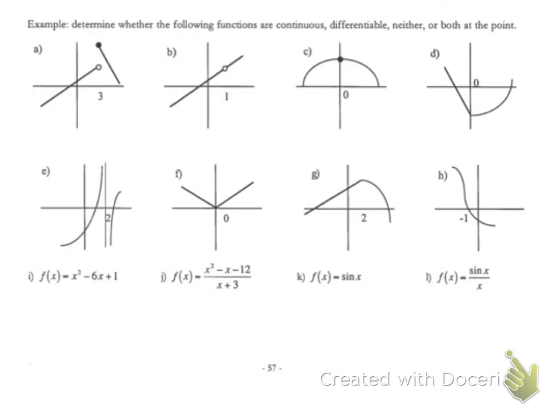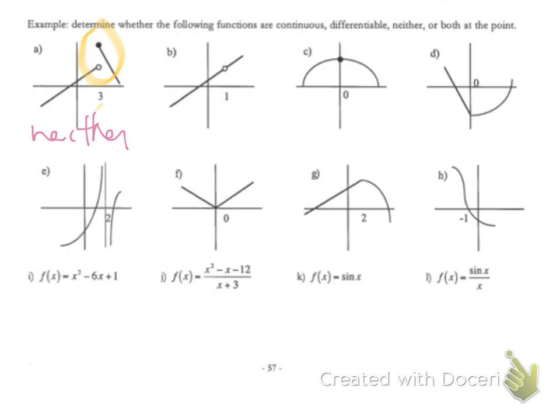And try some of these examples. Determine whether the following are continuous, differentiable, neither or both at the point indicated. So at x equals 3, x equals 1, 0, etc. At x equals 3, are we differentiable here? Well, first of all, are we continuous? No, right? Because we have a jump. If we're not continuous, can we be differentiable? No, ma'am. So it's neither.